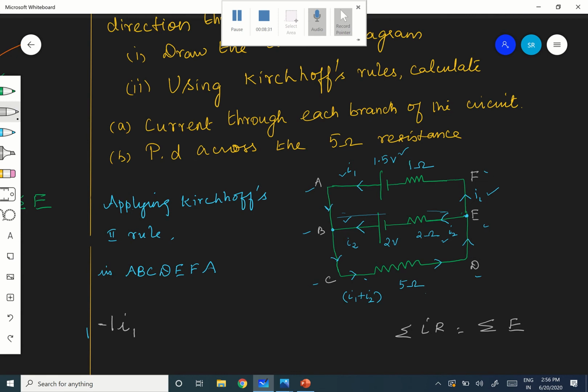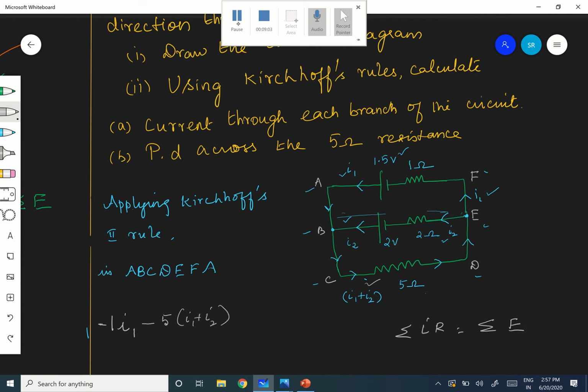Why is it negative? Because it is in the anti-clockwise direction. Therefore, minus 1 I1. Then you have to leave the middle one, because we are considering only A, B, C, D, E, A. In CD also the current is in the anti-clockwise direction. Therefore, it is minus 5 into I1 plus I2.